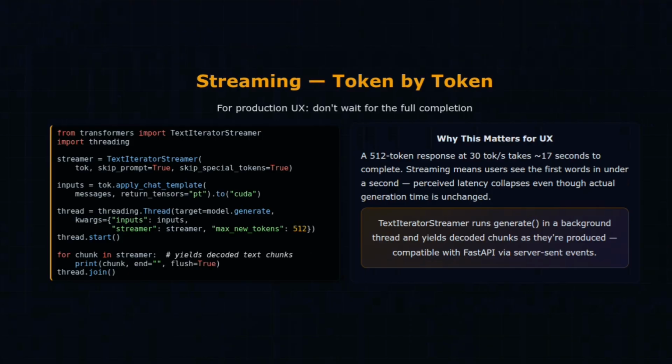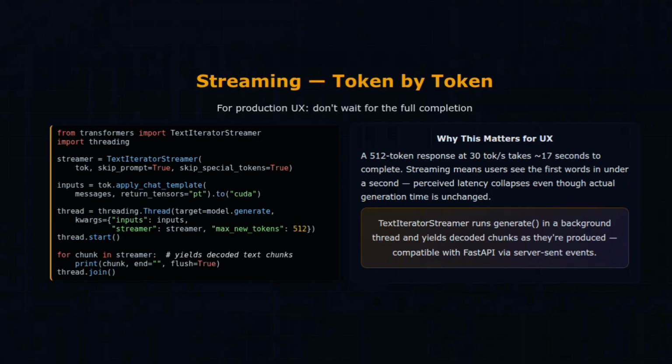Text iterator streamer decouples generation from decoding. You run generate in a background thread with the streamer as a hook, and your main thread iterates over the streamer to receive decoded text chunks as each token is produced. The practical effect on user experience is significant. Perceived latency collapses to the time to first token, even though actual total generation time is unchanged.